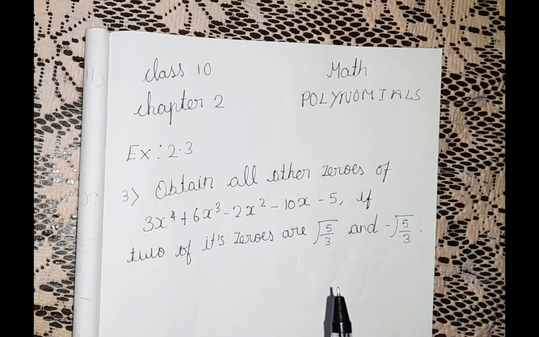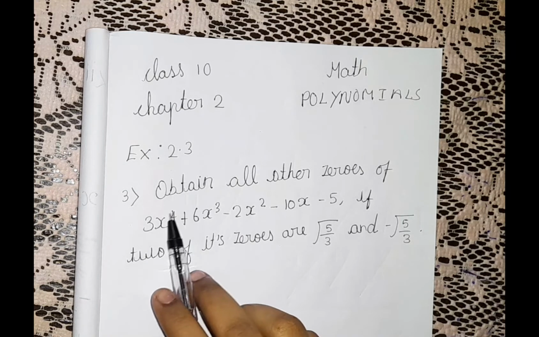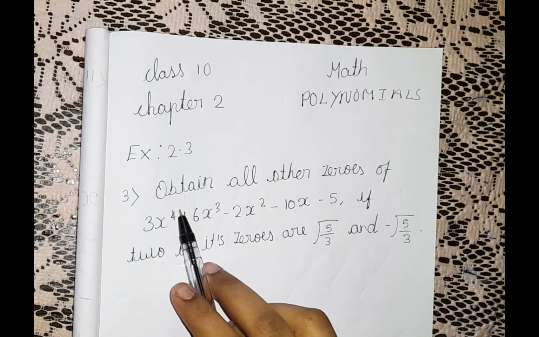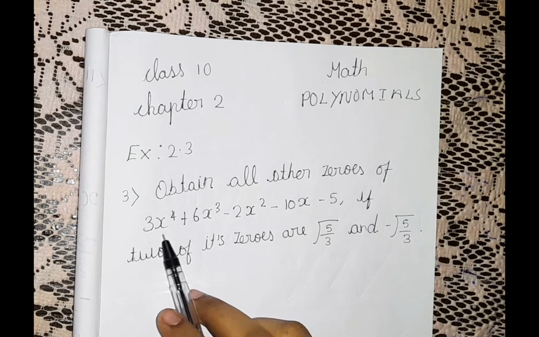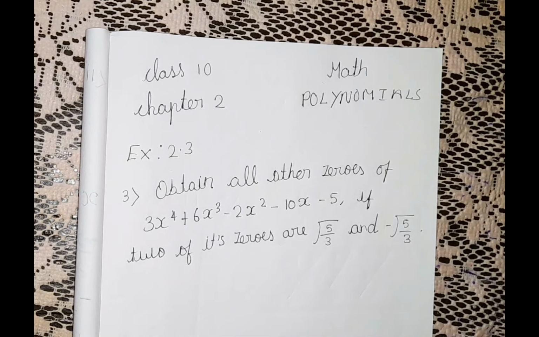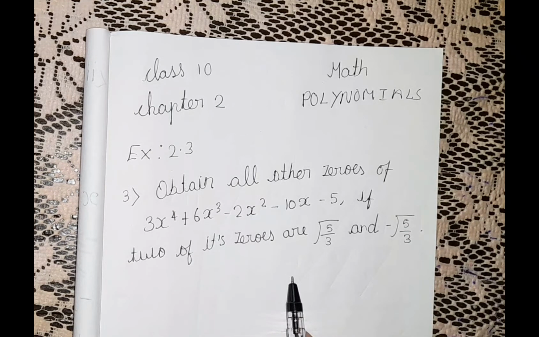First of all, I would like to say something: here we have 3x power 4, am I right? So the power is 4, that means in this value we get 4 zeros. If the power is cube, then we get 3 zeros. So likewise we are going to be finding all other zeros. They had given root 5 divided by 3 and minus root 5 divided by 3.